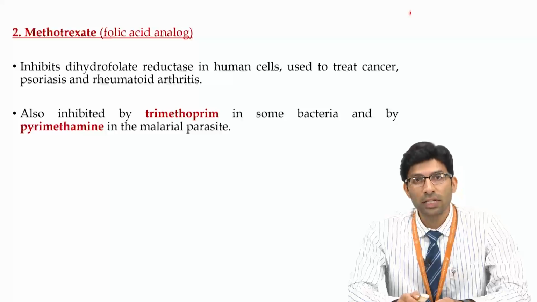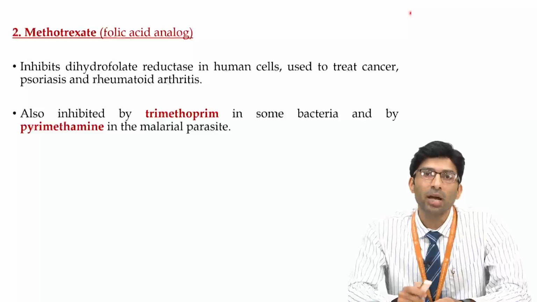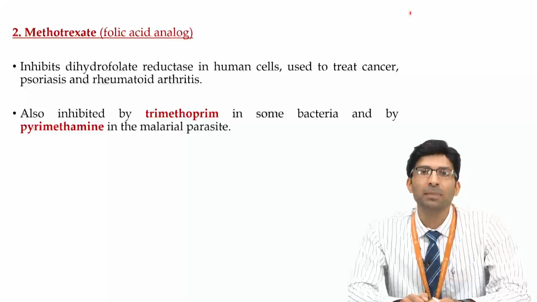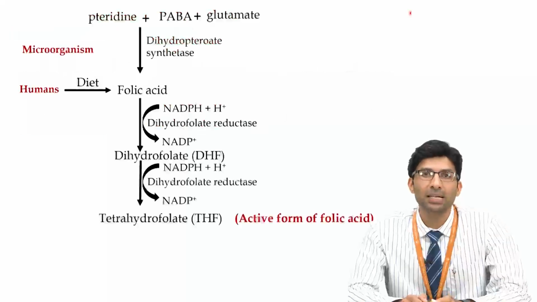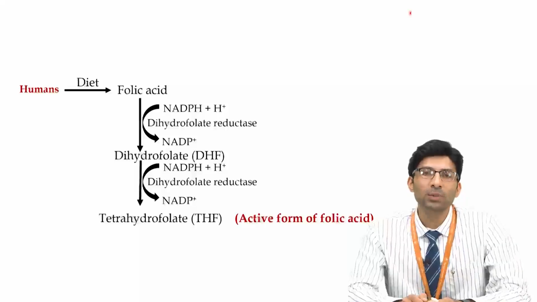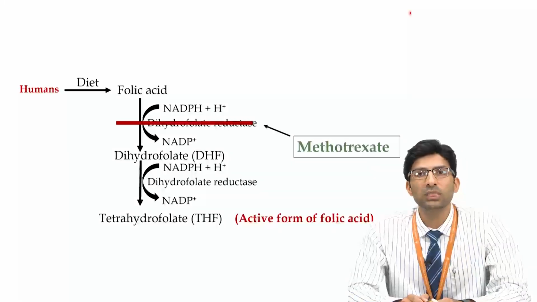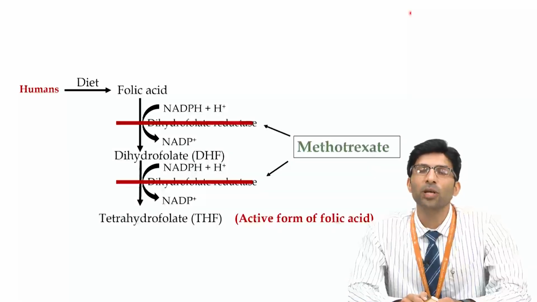There are also other inhibitors for dihydrofolate reductase, such as trimethoprim in some bacteria and pyrimethamine in some malarial parasites. Let us see which step it is inhibiting. As we are talking about human beings, we can skip the microorganism part. That means as humans we are consuming this in the diet and it is converted into tetrahydrofolate. But methotrexate can inhibit these two steps by inhibiting dihydrofolate reductase.